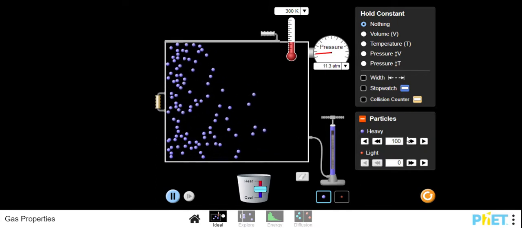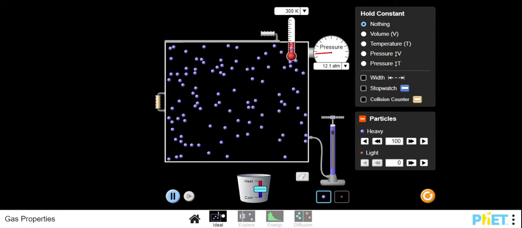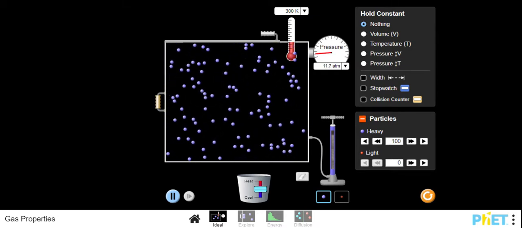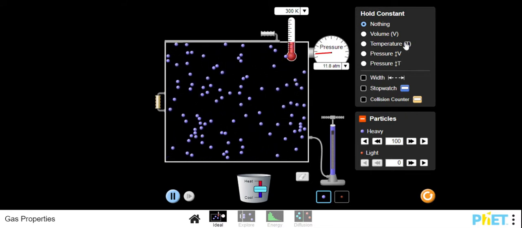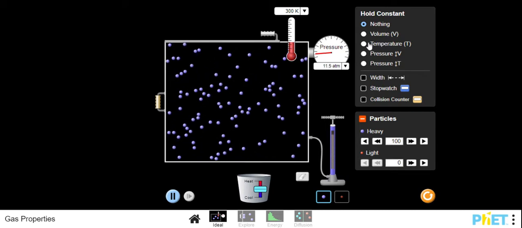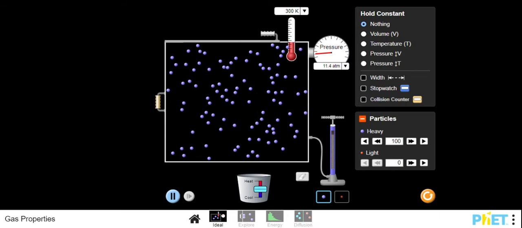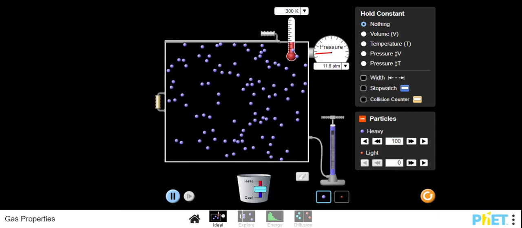You don't have to have exactly 100. It could be 90, it could be 125 or 150. Doesn't really matter, as long as we watch the relationship between the pressure and the temperature. Sorry, pressure and the volume. Okay, so I'm going to hold temperature constant, so that temperature is not interfering with our results. It's not changing while we're trying to measure these other two things.